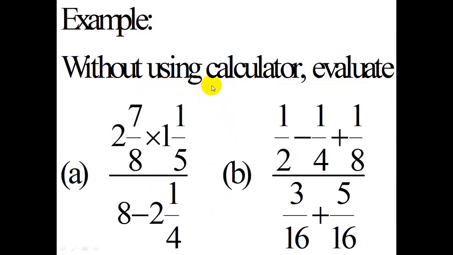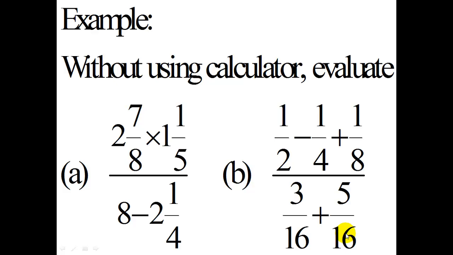Now, without using a calculator, evaluate A: 2 whole number 7 over 8 times 1 whole number 1 over 5, all divided by 8 minus 2 whole number 1 over 4. Now B: 1 over 2 minus 1 over 4 plus 1 over 8, all divided by 3 over 16 plus 5 over 16.